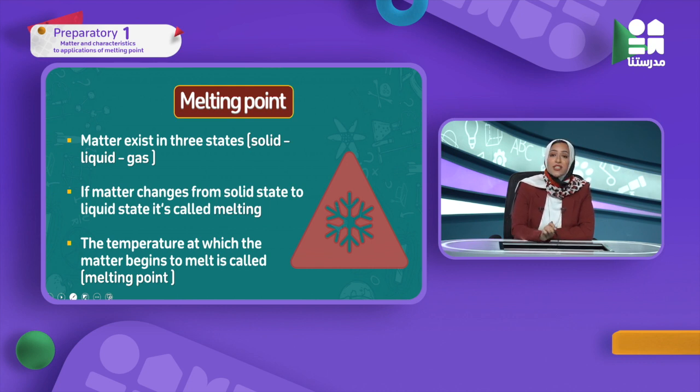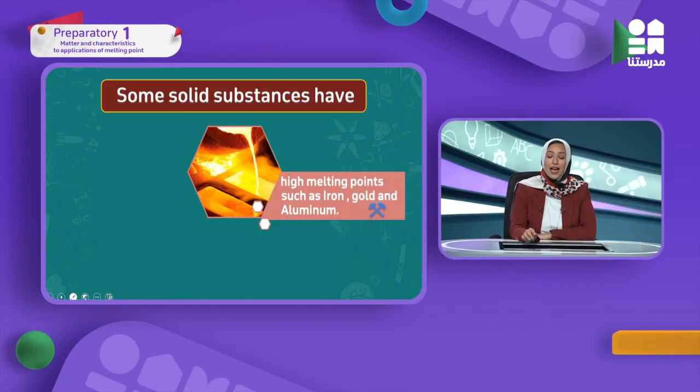That's the physical property we are talking about. So one more time, what is the melting point? It's the certain temperature at which the matter begins right away to melt. Now look, some substances have a high melting point. What does high melting point mean? It means they need large or high temperatures in order to melt.